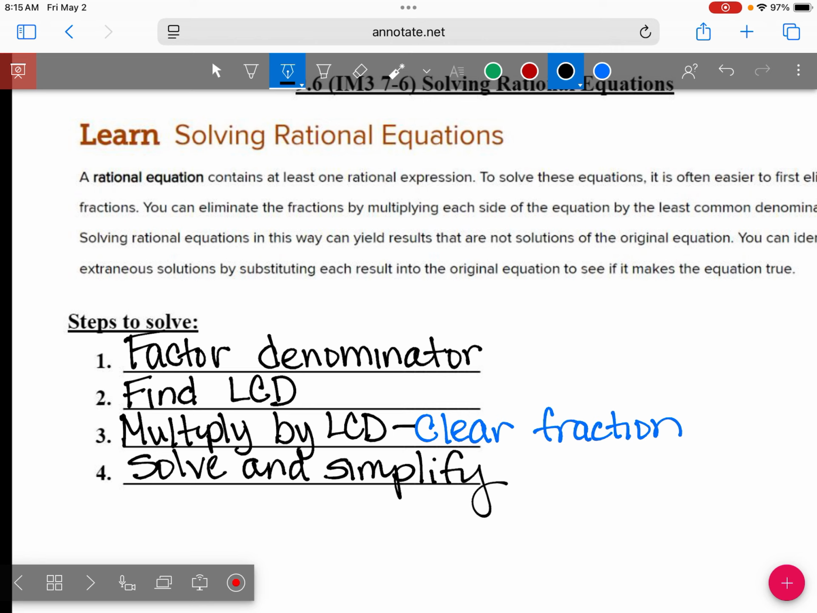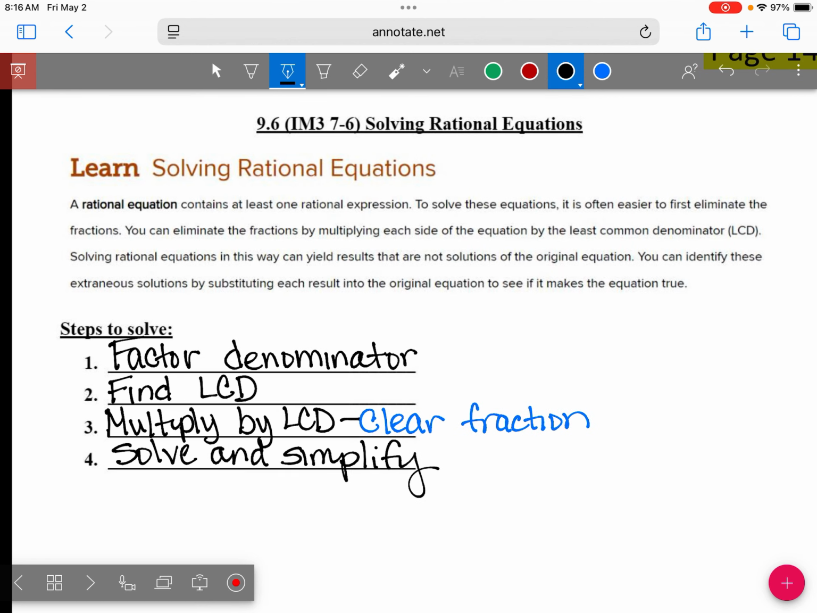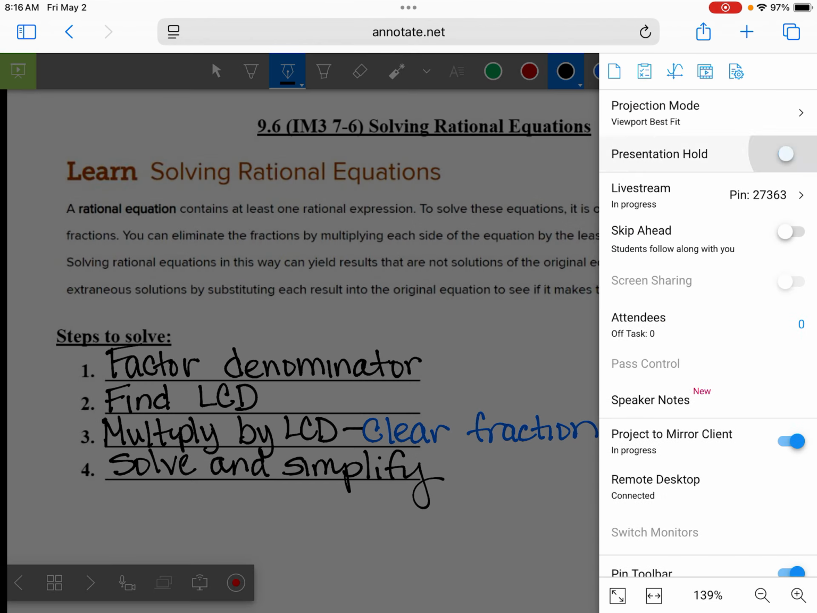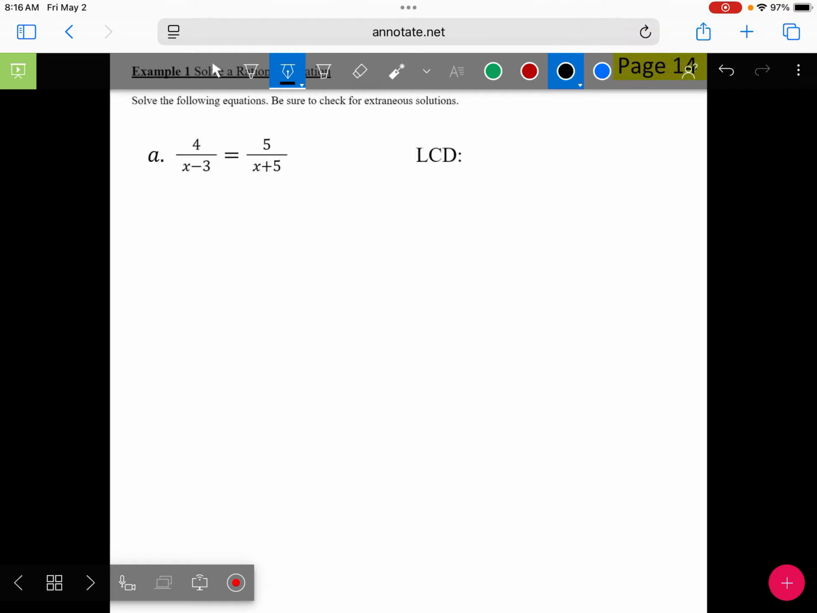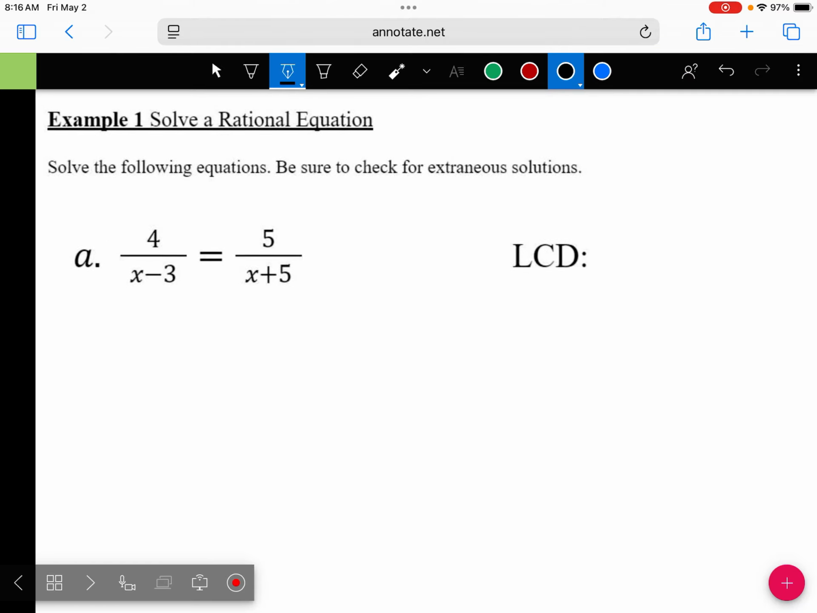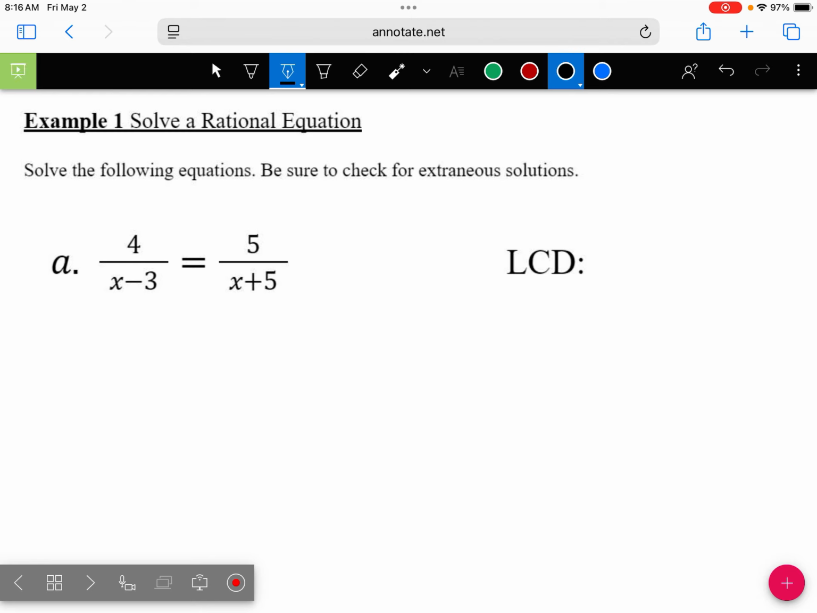Okay. So I'll give you a couple more minutes to copy that down. And then we'll start working through some examples. All right, does anybody need more time to copy? Are we ready? Okay.